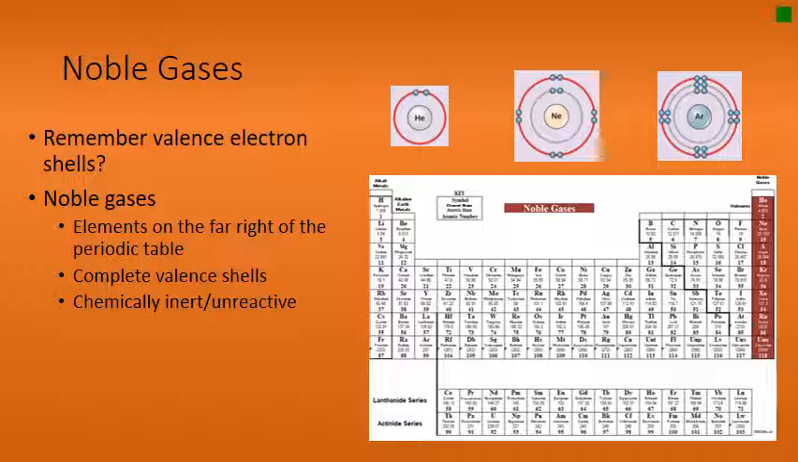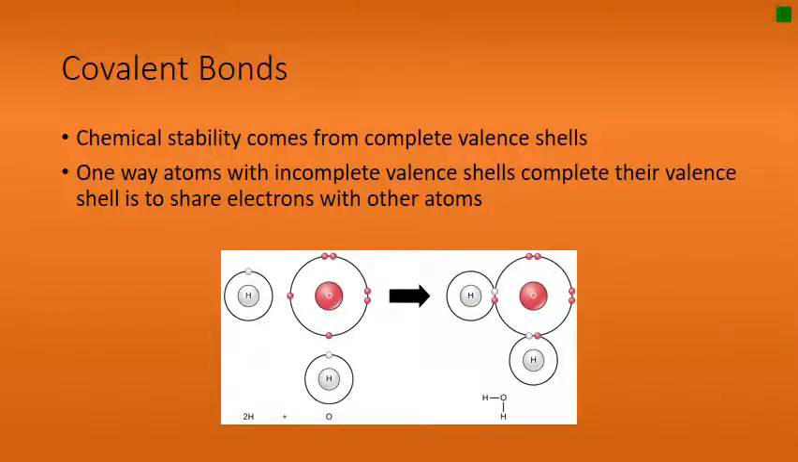Most other elements on the periodic table want to react so that they can also have a complete valence shell. Again, for most elements that's going to be 8 valence electrons, but a period 1 element can only have 2 valence electrons maximum. One of the most important ways for this to happen is for atoms with incomplete valence shells to share electrons with other atoms in order to complete their valence shell.